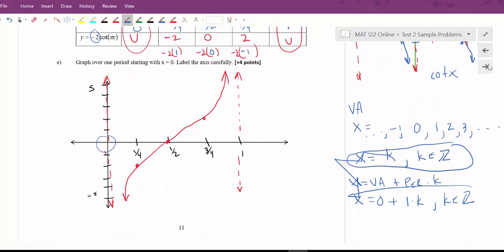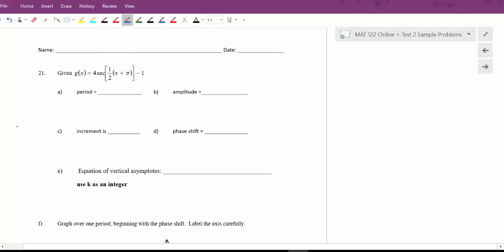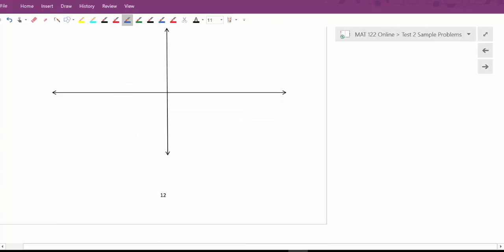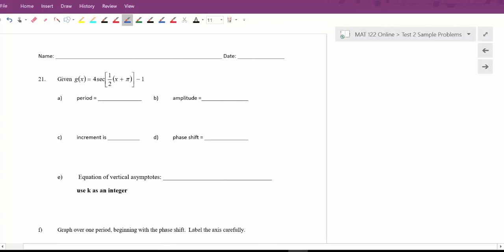Okay, now let's move on and do a secant graph that I want to go through and look at next here. And you'd also want to know how to do a cosecant graph. Okay, so the first thing we're going to do on this is just identify everything. The period comes from this number, whatever the coefficient of x is.